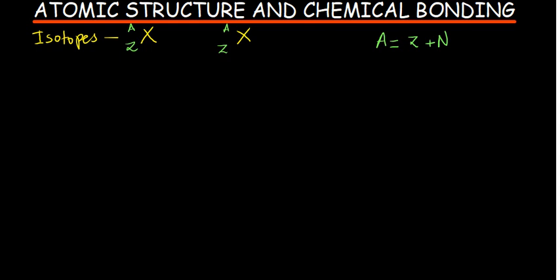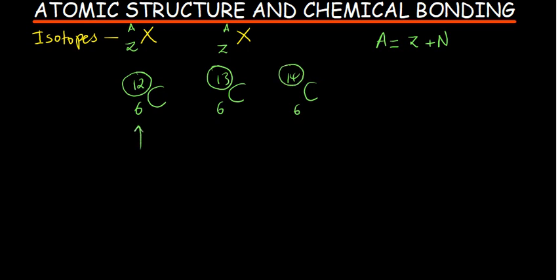So when you see an atom like this, you have X. Let me use a common example, carbon. Carbon has 6 protons, but you are going to have carbon 12, carbon 13, and also carbon 14. You can see that the mass numbers are different, but you have the same atomic or proton numbers. So isotopes are atoms of the same element with the same proton or atomic numbers but different mass numbers.